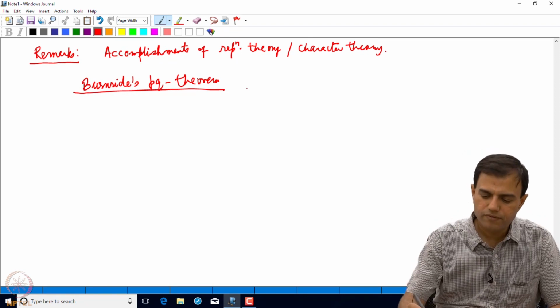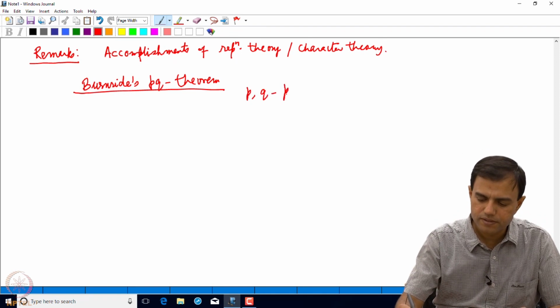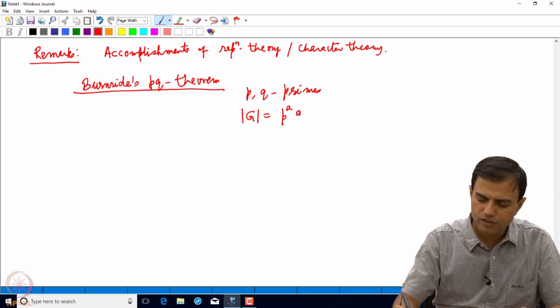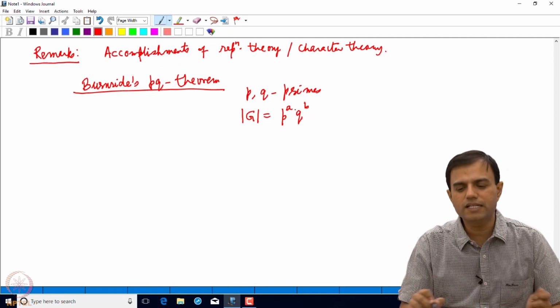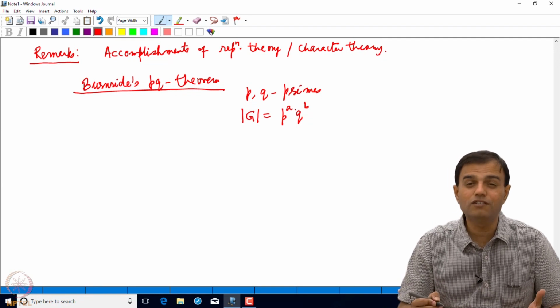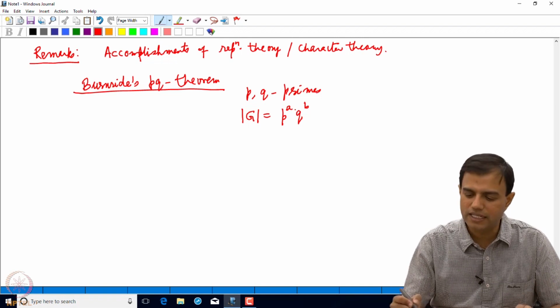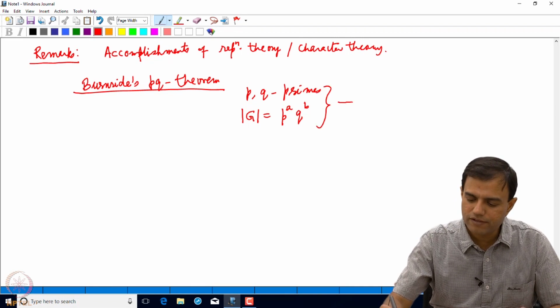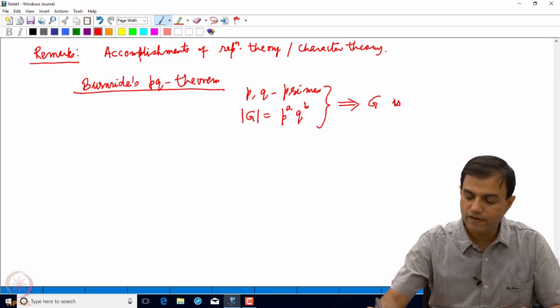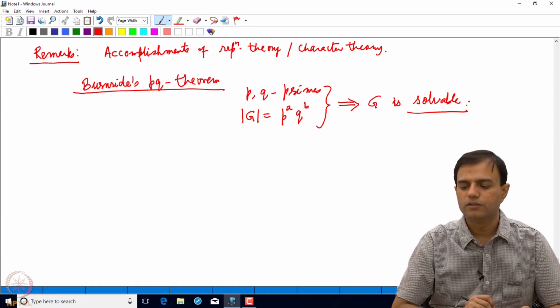What it says is that if you have two primes and you have a group whose order is p to the power a, q to the power b, that means in the factorization of the order of the group, there are not more than two distinct primes occurring. So this is just information on the order of the group and nothing else. What is surprising is that from this you can conclude that your group has a very special property of being what is called a solvable group.